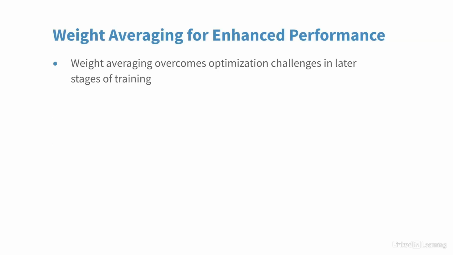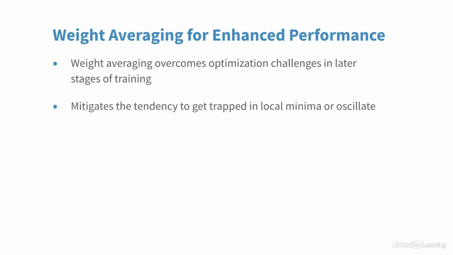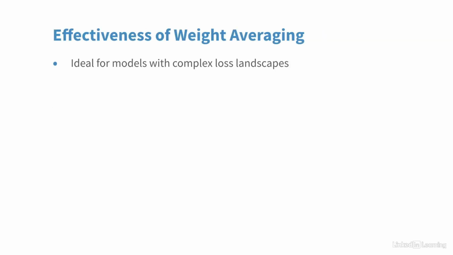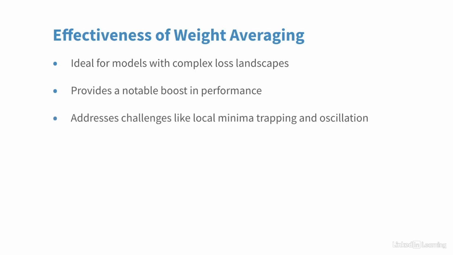Weight averaging helps overcome the optimization algorithm's tendency to get trapped in local minima or oscillate between adjacent local minima during the later stages of training. Mitigating these effects not only enhances performance, but also reduces bias. This technique does not directly impact the training process. It simply requires storing additional weights on disk throughout training. Weight averaging has proven effective in various scenarios, particularly when training deep neural networks with complex loss landscapes. It can provide a notable boost in performance when models are prone to getting stuck in local minima or oscillating between adjacent minima during the later stages of training.